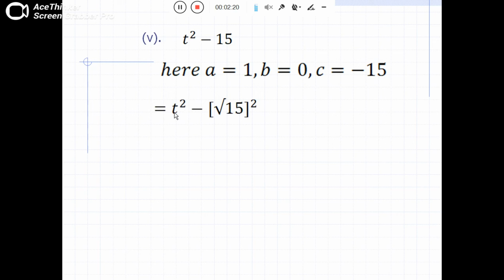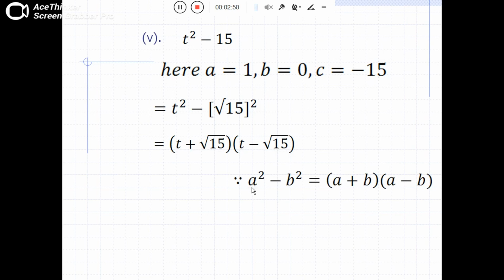Okay, now factorize it. T square, and this 15 can be written as square root 15 whole square. So now with the help of the formula a square minus b square, you can write it as a plus b into a minus b, meaning t plus root 15 into t minus root 15. So you got the two factors of it. With the help of these two factors, you will get the values of both the zeros alpha and beta, from the formula you have taken: a square minus b square equals a plus b into a minus b.